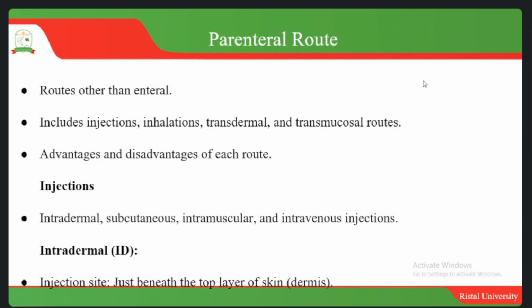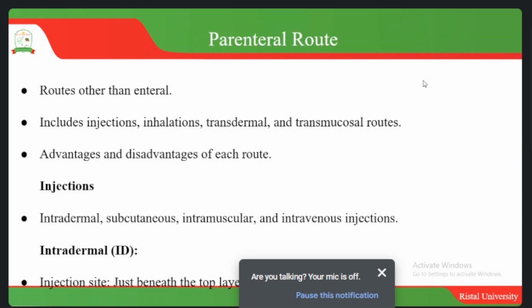Parenteral routes are better than maybe enteral, depending on the state of the patient. So it includes injections, inhalations, transdermal, and then transmucosal routes. These are different routes that can be used for the parenteral administration of drugs. Advantages and disadvantages of each of these: for the injections, there are intradermal, subcutaneous, intramuscular, and intravenous injections.